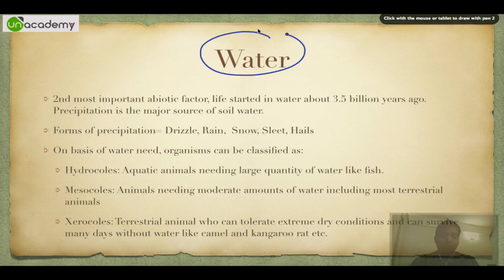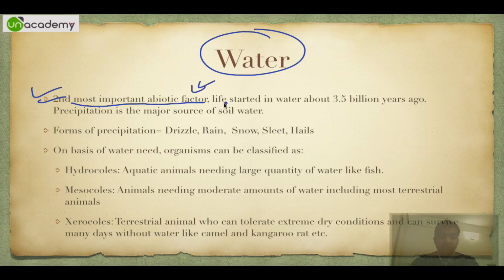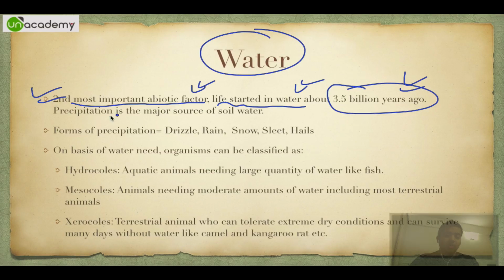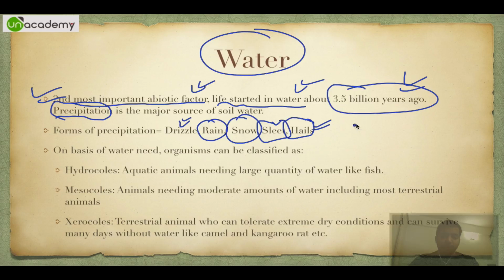Then water. Why is water important? It is the second most important abiotic factor after temperature, because life started in water about 3.5 billion years ago. The source of soil water is obviously precipitation. Precipitation is of various types. You might have heard drizzle, which means a very small kind of rain. Rain, obviously you know, snow you know. Sleet is also a type of snow, but quite a variant. Hail means big hail balls, like balls which can really hurt you. So these are the forms of precipitation.